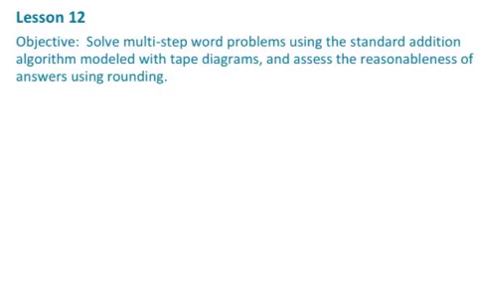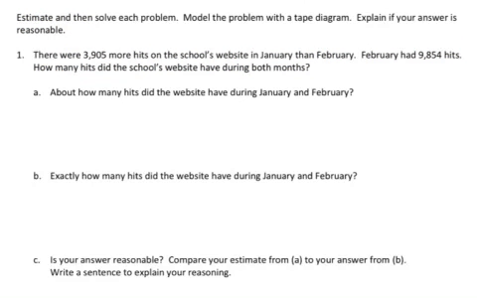This is grade 4, Module 1, Lesson 12, and the objective in this module is to solve multi-step word problems using the standard addition algorithm modeled with tape diagrams and assess the reasonableness of answers using rounding. So we're going to look at question number 1, and it's part A, B, and C here. And it says, estimate and then solve each problem. Model the problem with a tape diagram. Explain if your answer is reasonable.